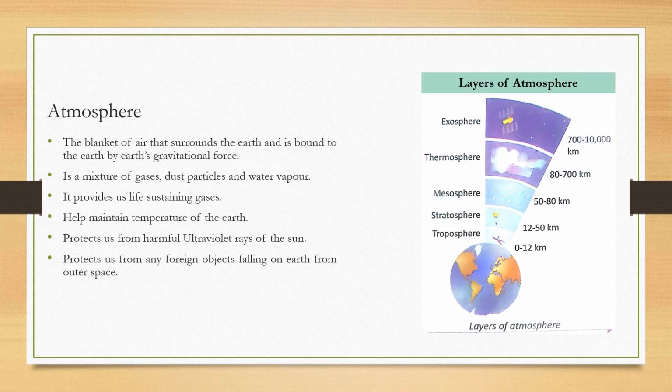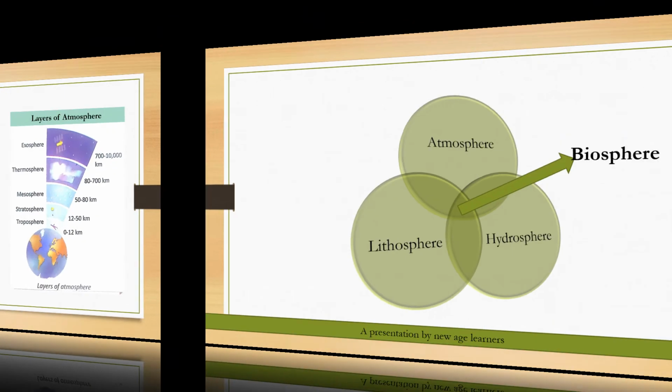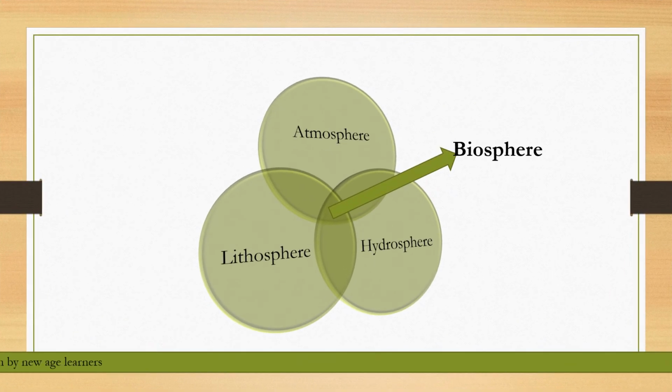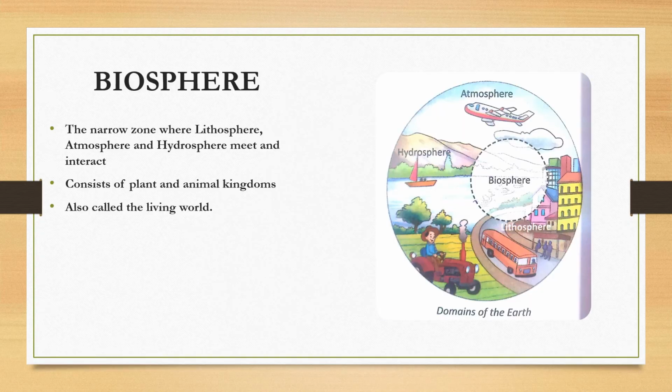You would like to know that the stratosphere is that layer of the atmosphere in which there is ozone, which protects us against harmful ultraviolet radiations. Now coming to the biosphere. Biosphere is a narrow zone where lithosphere, hydrosphere, and atmosphere meet and interact.